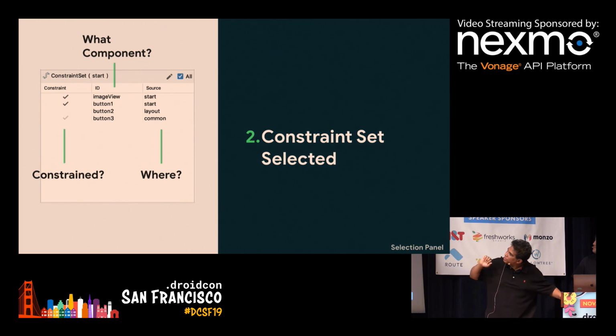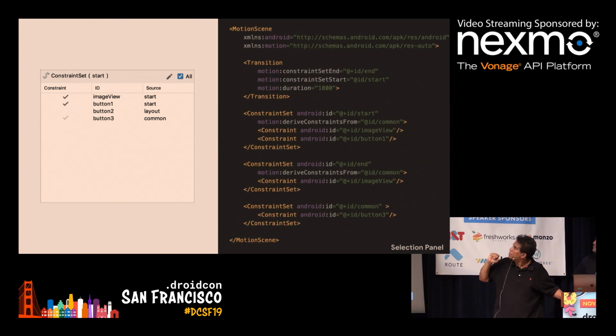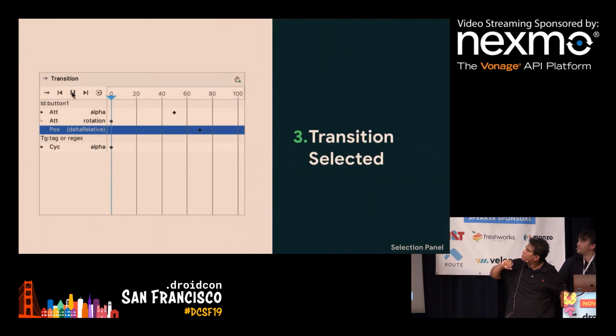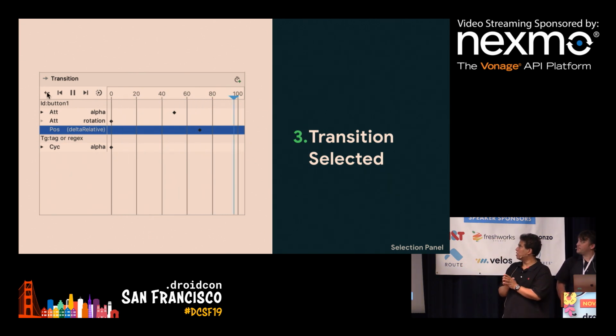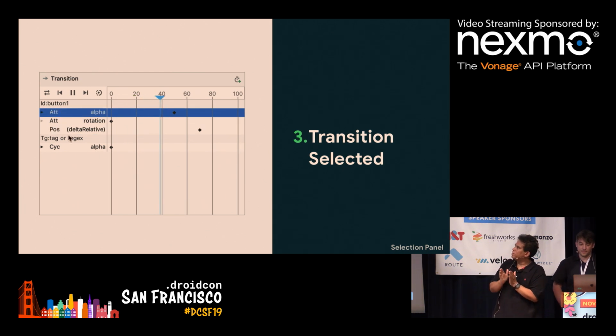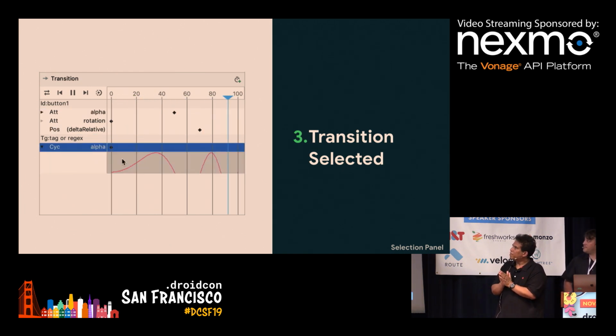And here we see whether it's constrained, where it's constrained, and what's the component. Pretty straightforward. Again, it all maps back into a particular constraint set. And here you'll see when you select one of those, it maps it. So the transition panel allows you to show all of the different keyframes and key cycles and that kind of thing that you have created.